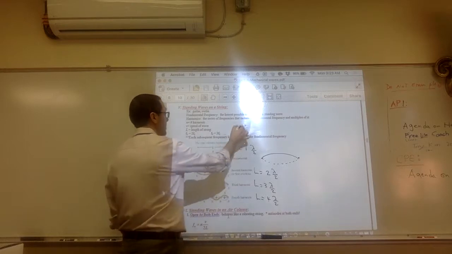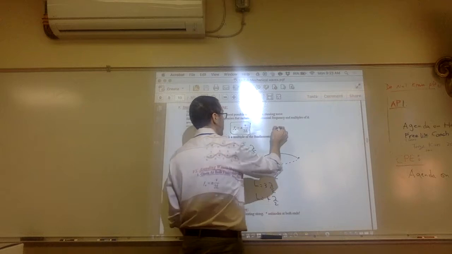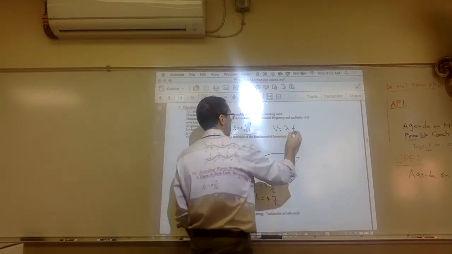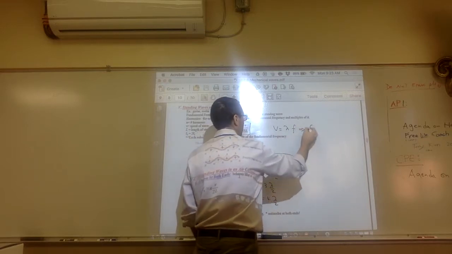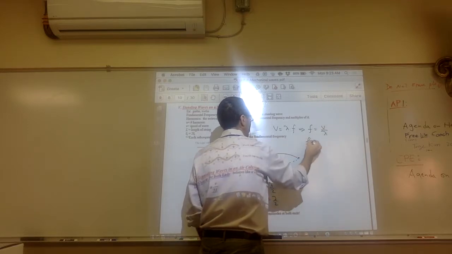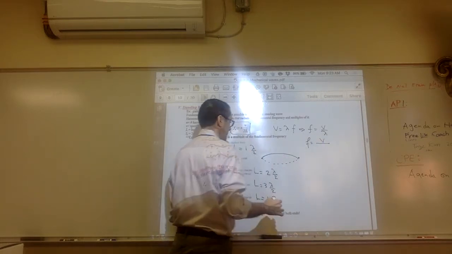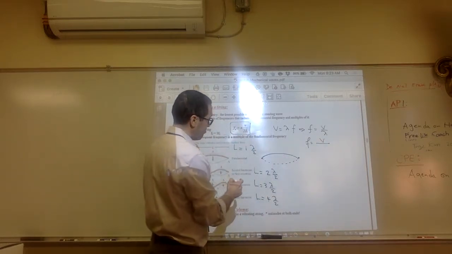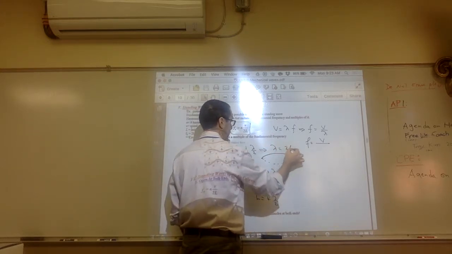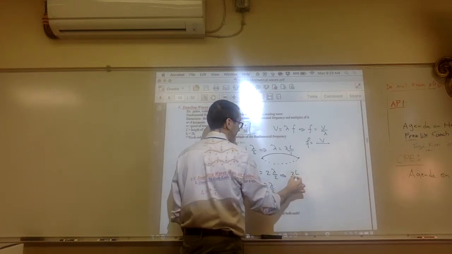And that's where this formula comes from, so I'll show you. V equals lambda times frequency. We're going to solve for F, so F equals V over lambda. Here, if we solve for lambda, it's just going to be 2L over 1. In here, it's going to be 2L over 2.